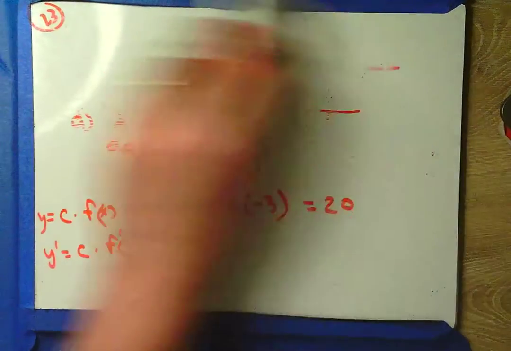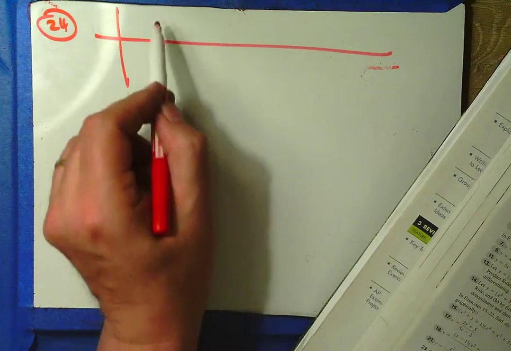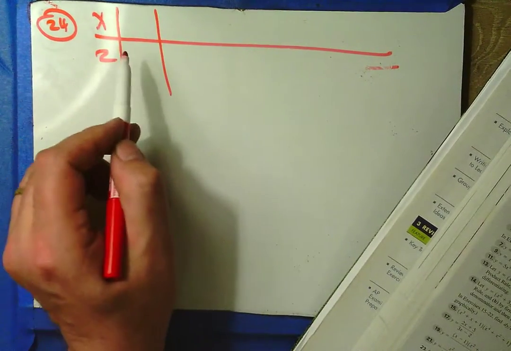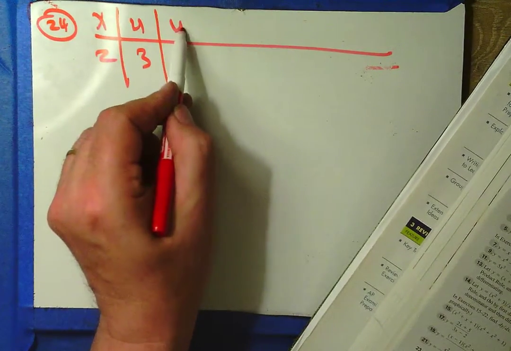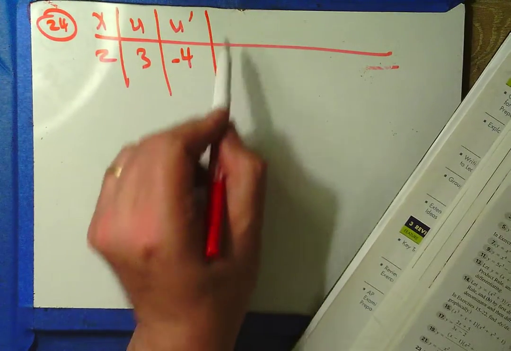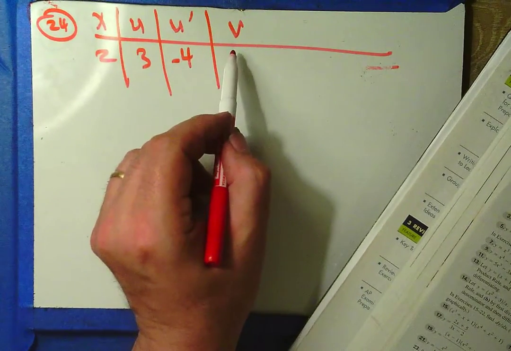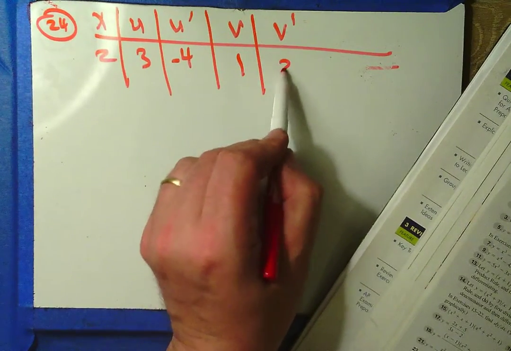Okay, there's 23. Let's take a look at 24. It looks to be the same type of problem. Yes, they gave me some more information. Kukla just must want me getting very comfortable with product and quotient rule. This time the derivative is going to happen at x equal to 2. And we've got u of 2, which is 3. We've got u prime of 2, which is negative 4. We've got v of 2, which is 1. And v prime of 2, which is 2.